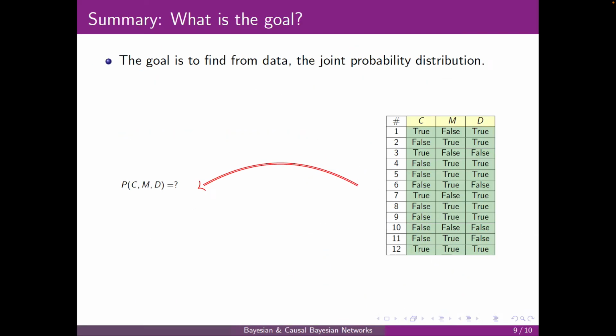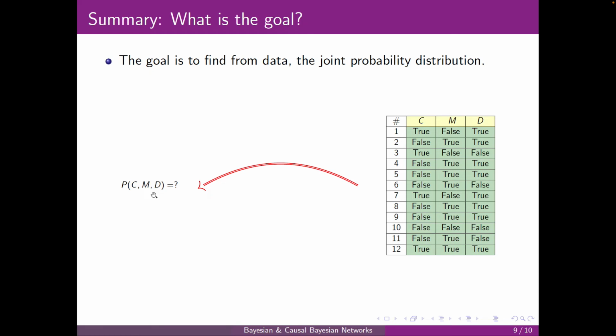Okay, to summarize, what is the goal of this whole chapter, and maybe even this whole course on Bayesian nets? The goal here is, given a data set, how can we obtain the joint probability distribution of those variables of interest? Okay, and we already saw why it is important to know this joint probability distribution, because we can answer any probabilistic inquiry if we know this.